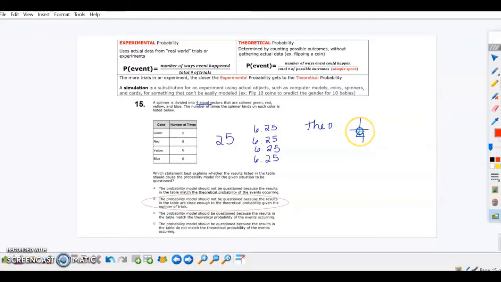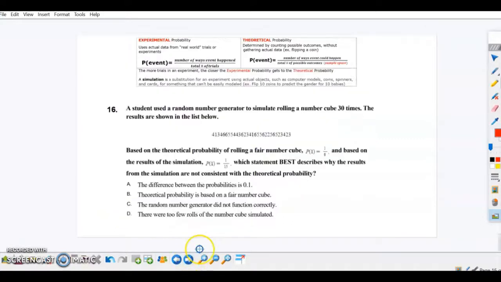Okay. Letter C, they do not match. So, and if they match, we would not need to question them at all. And D doesn't make sense either.